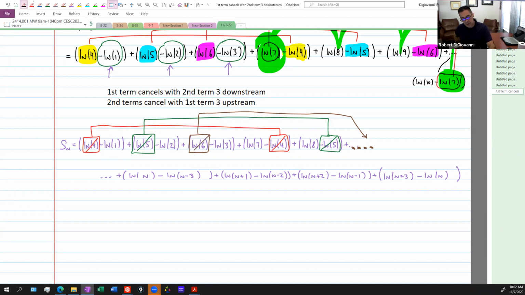How about the natural log of 7? Somewhere in that dot, dot, dot, right? It goes away. Natural log of 8, that's a first term. Somewhere in this dot, dot, dot, it goes away.